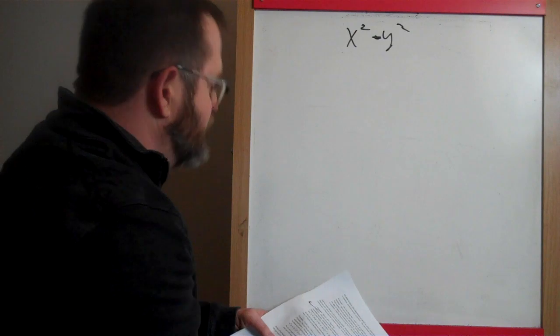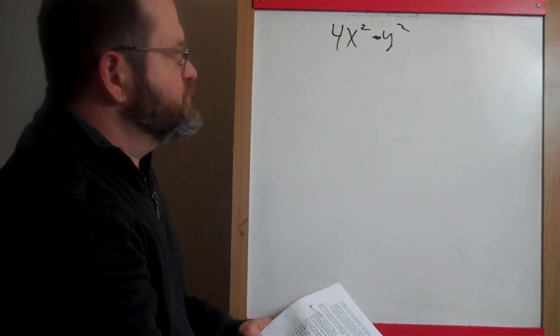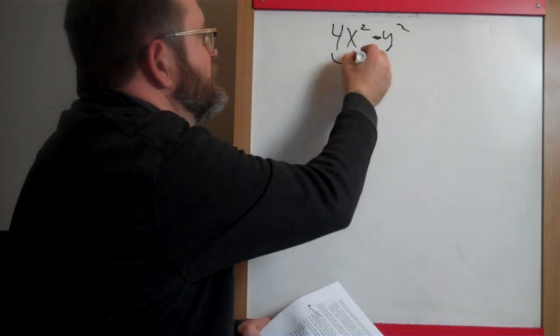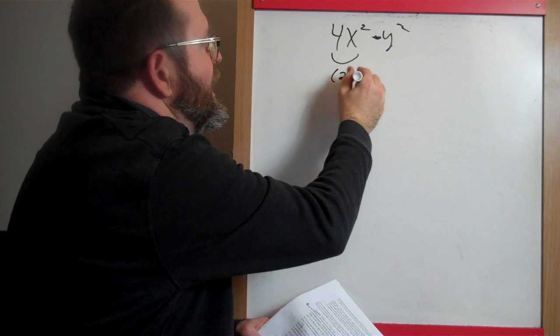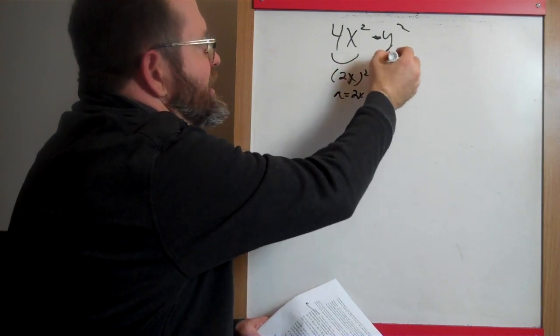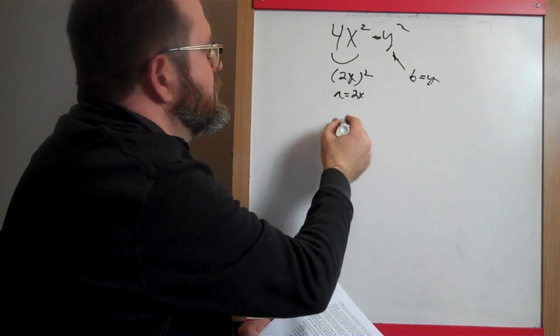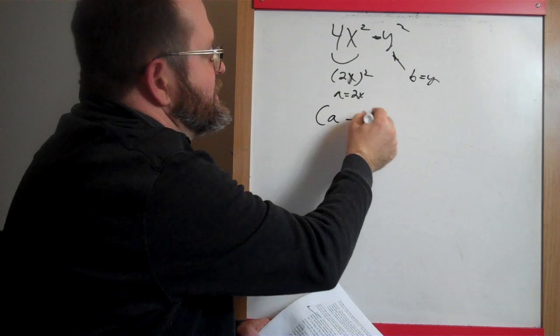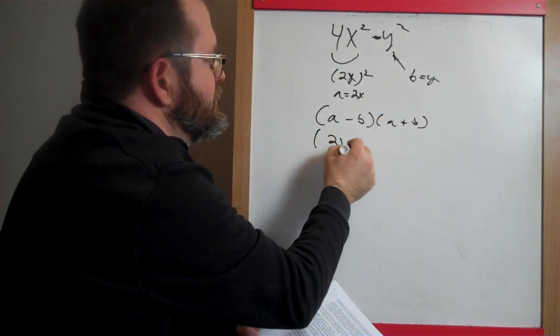So for example, here let's make it a little bit more complicated. What if we did 4x squared minus y squared? Can this term be written as some kind of a squared term? Sure, it could be 2x, the quantity squared, where a is equal to 2x. And this back term here, it is a nice square already. b is equal to y. So it's going to be something like a minus b times a plus b. And just do the substitution back in.